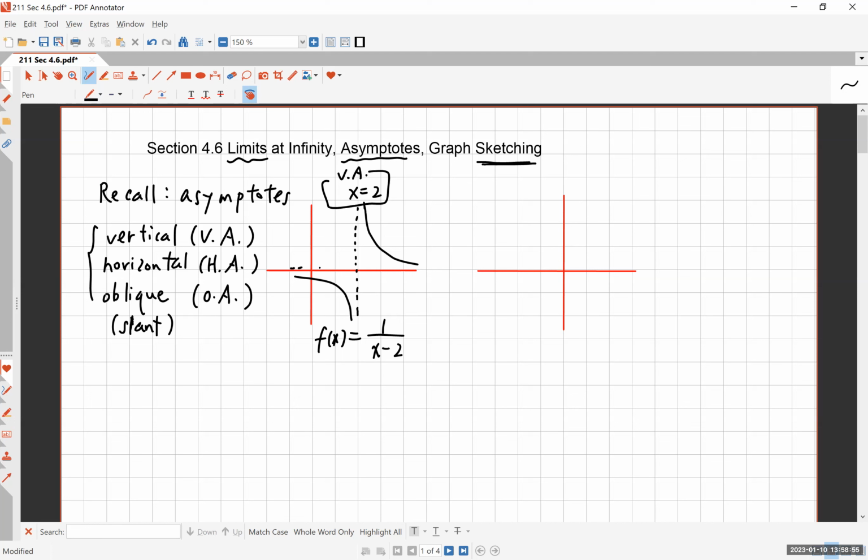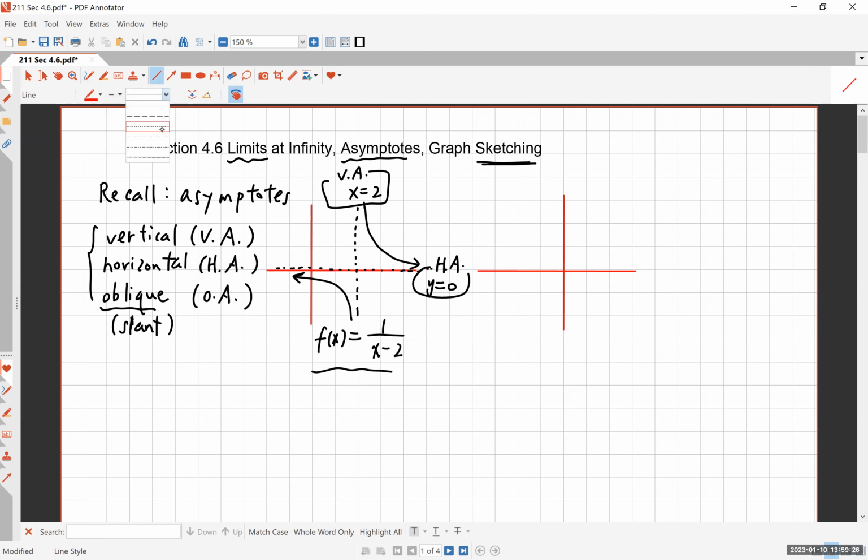By the way, there's also a horizontal asymptote, because as x approaches infinity, this gets closer and closer to 0. And as x approaches negative infinity, this gets closer and closer to 0. So this one particular graph, a rational function, illustrates both a vertical asymptote and the horizontal asymptote, right? How about an oblique asymptote? Can you come up with an equation that has an oblique asymptote?